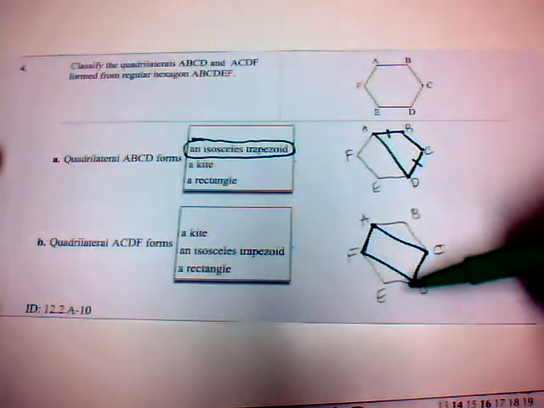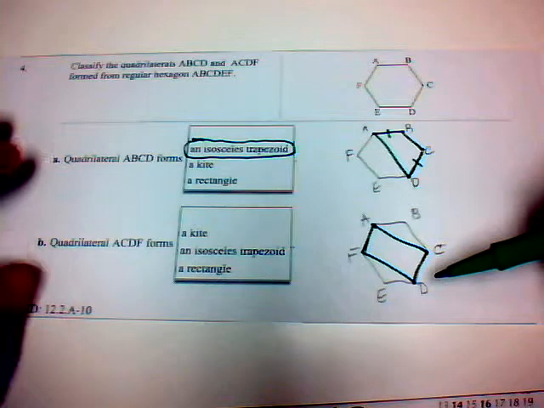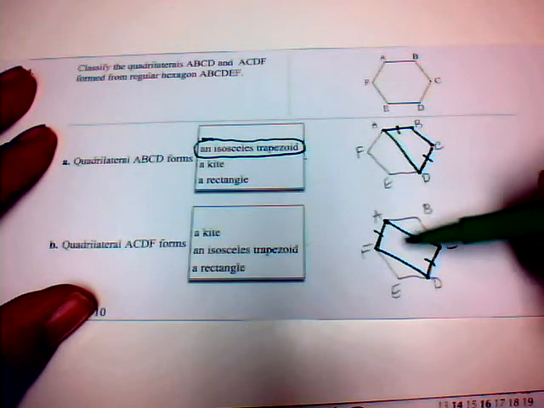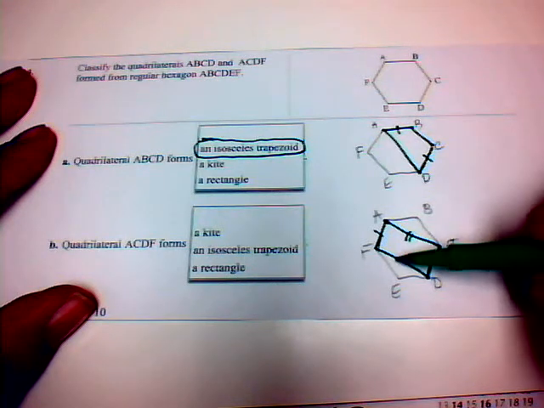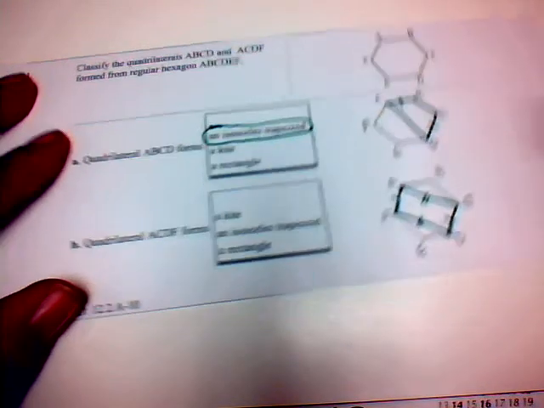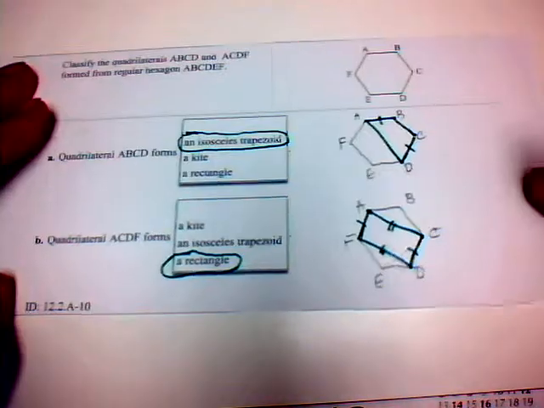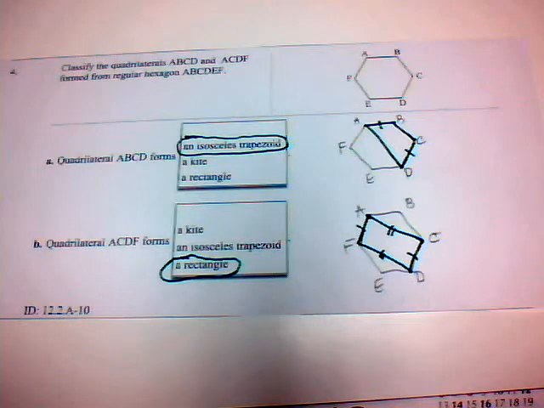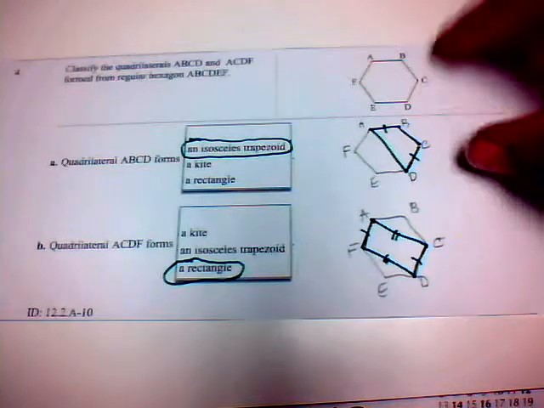While looking at this, the figure represents a rectangle, okay? Because these opposite sides are equal, and I'm sure the distance from A to C is also equivalent to the distance from F to D. So this would be a rectangle. Okay? So sometimes it does help to trace in whatever that particular quadrilateral represents from the regular hexagon.